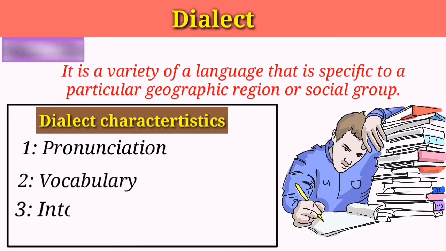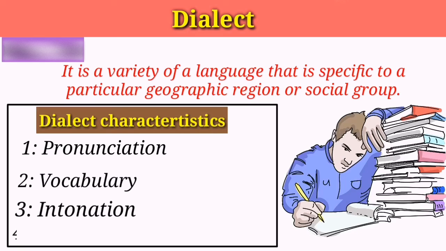And the next one is intonation. The people who speak a variety of a language will also have a unique pattern of intonation, such as the way questions are asked or statements are made. Simply, you can say their intonation will also be different.